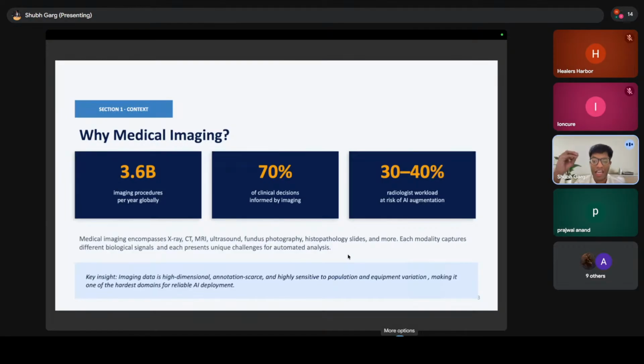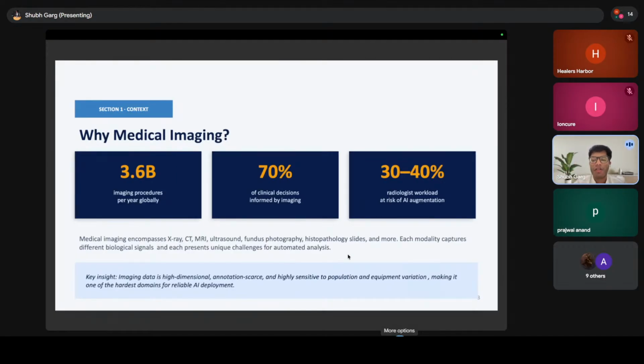That means when a doctor decides whether you have a tumor, whether your retina is healthy, whether the lung shows signs of infection, in the majority of cases, an image is involved in that decision, or basically the image is the driving factor. And the number of trained radiologists and imaging specialists is not growing at the same rate as the volume of imaging data in many parts of the world, including large parts of India. There are simply not enough specialists.